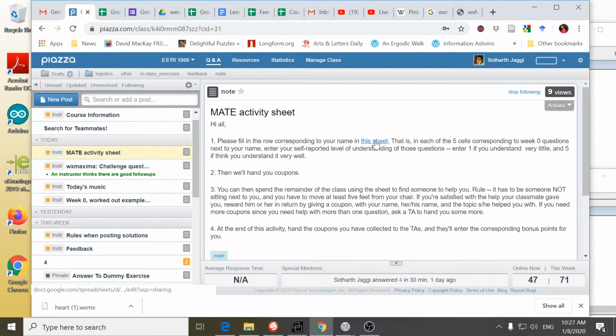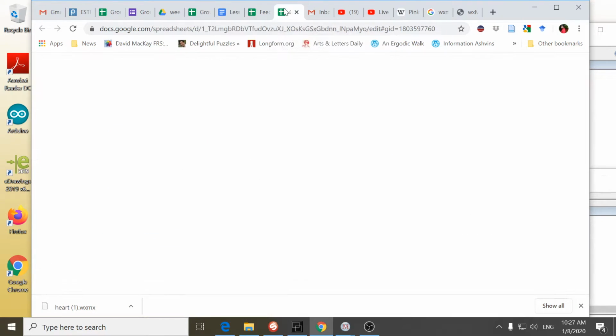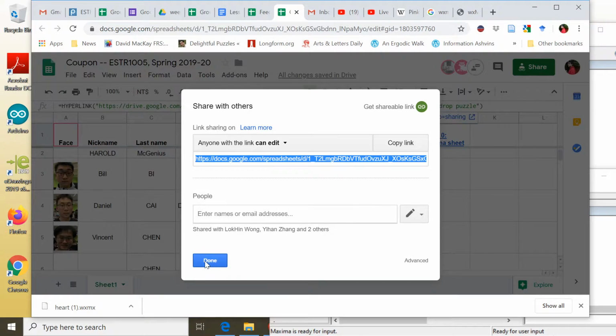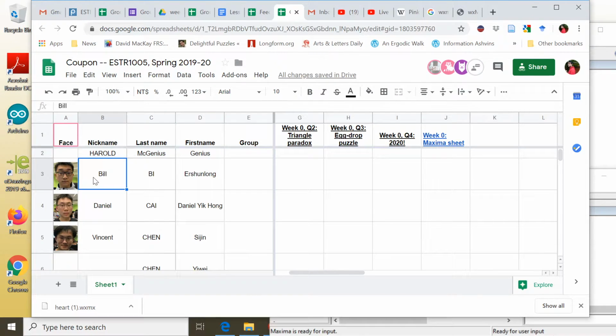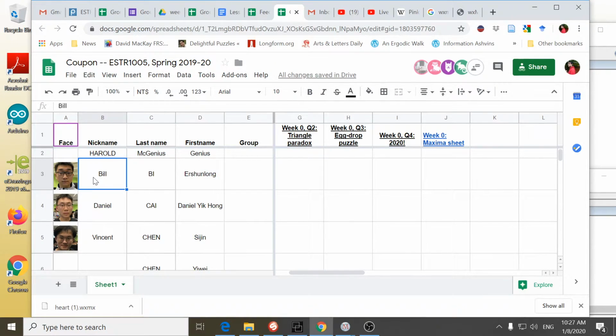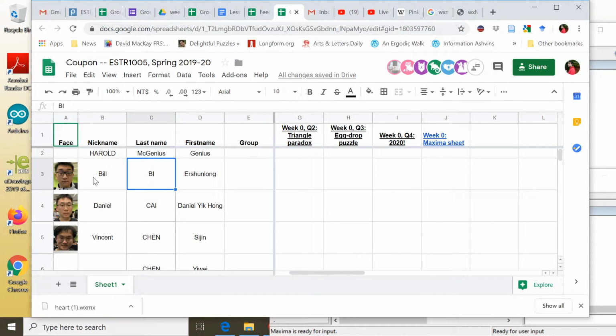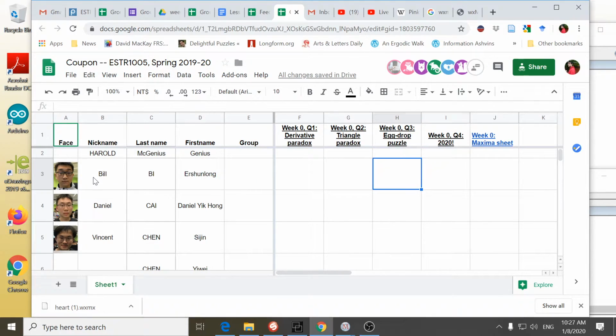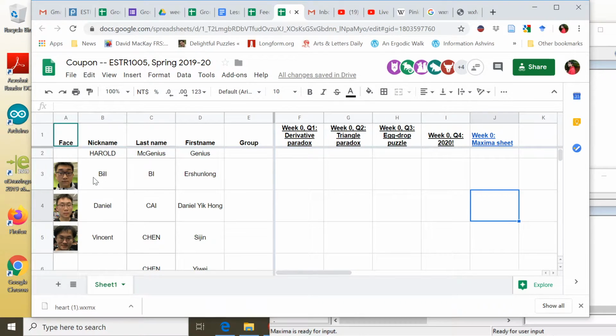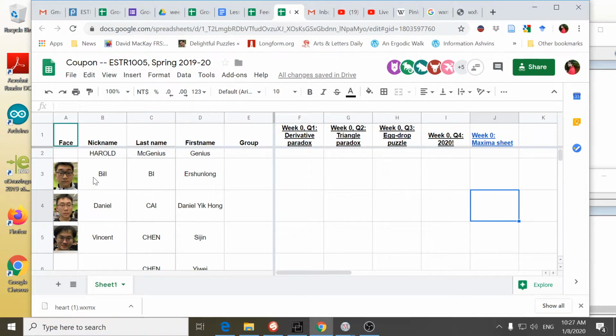So first of all, click on this sheet and it will open up the spreadsheet over here, okay? Now, every one of you owns one row of this sheet, okay? So Bill, for example, owns this row, Daniel owns this row, and so on, okay? Only edit the row that you own. Do not change anyone else's row, okay?